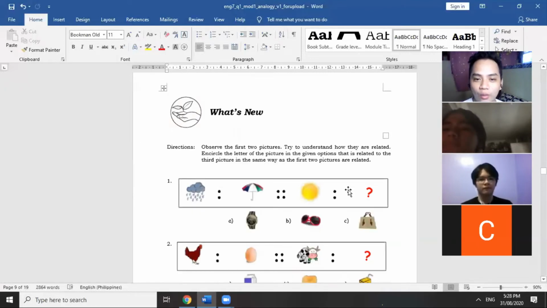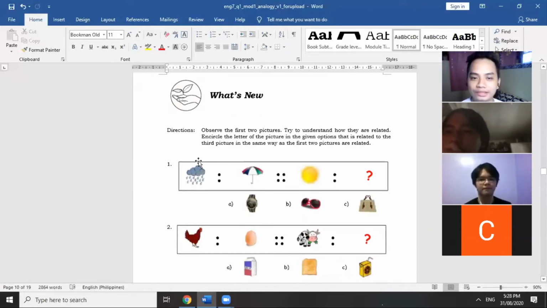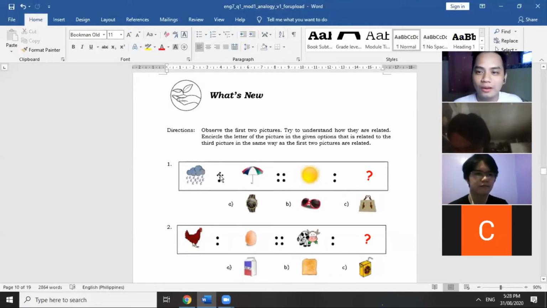Okay? Here. What's new? Observe the first 2 pictures. What is this? This is rain, right? Or raining. And this is umbrella. Try to understand how they are related. So, how are they related, the first 2 images? What's the relationship of the 2 images or pictures? An umbrella is used when it's raining. Okay, very good. We use an umbrella when it's raining, so that's the relationship.